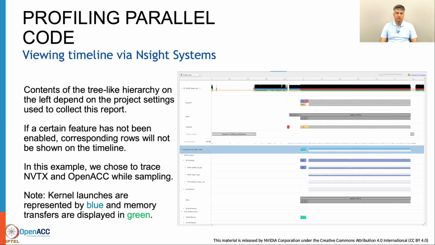So you can do an entire timeline analysis using Nsight Systems. Contents of this tree-like hierarchy on the left depend on the project settings used to collect this report. If a certain feature has not been enabled, corresponding rows will not be shown on the timeline. In this example, we chose to trace NVTX and OpenACC while sampling. Kernel launches are represented by blue and memory transfers are displayed in green.